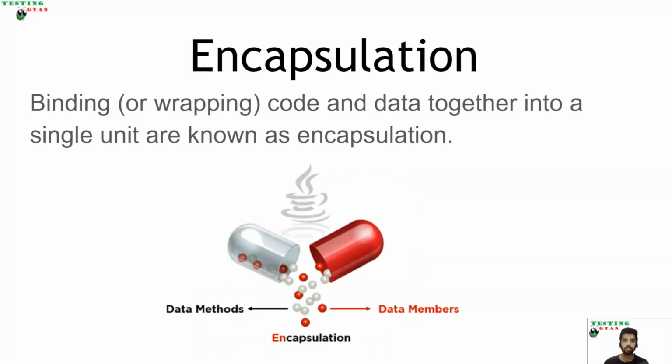Let's move to the last concept of OOPS, that is encapsulation. Encapsulation is basically binding the code and data together into a single unit. The best example for encapsulation is a medicine capsule. If you look inside that capsule, there will be small particles. Those are known as data methods and data members. So I hope you are clear with all the concepts of OOPS.